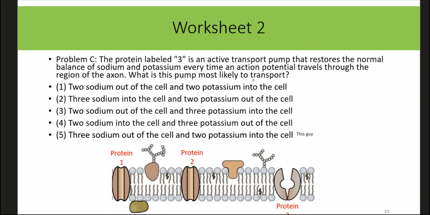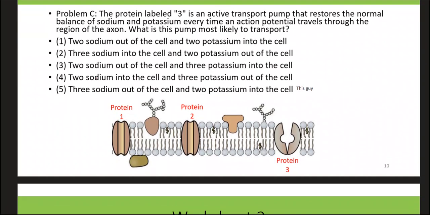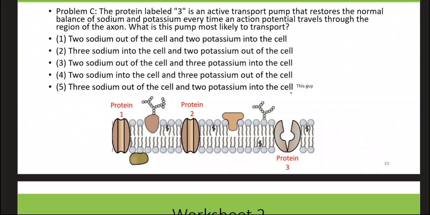And then 3, the active transport pump, restores the normal balance of sodium and potassium every time an action potential travels through the regions of action. So the ratio is 3 sodium out of the cell and 2 potassium into the cell. You just got to memorize it.